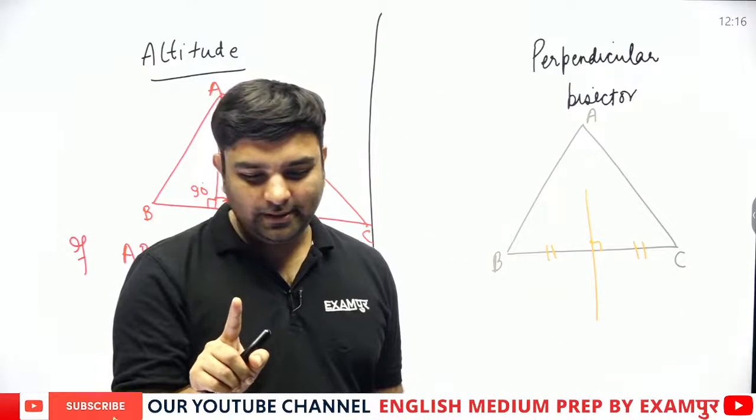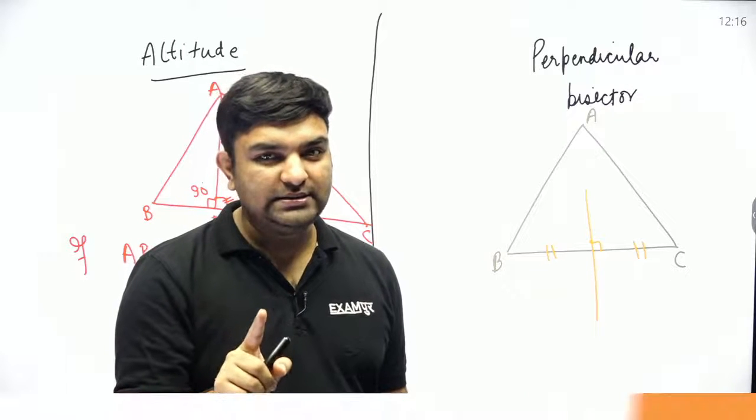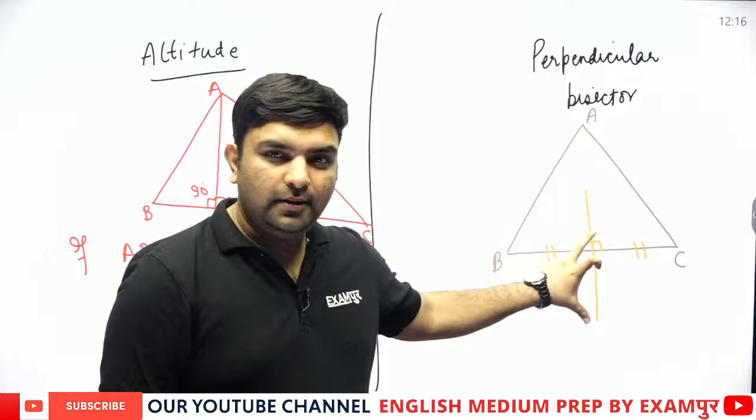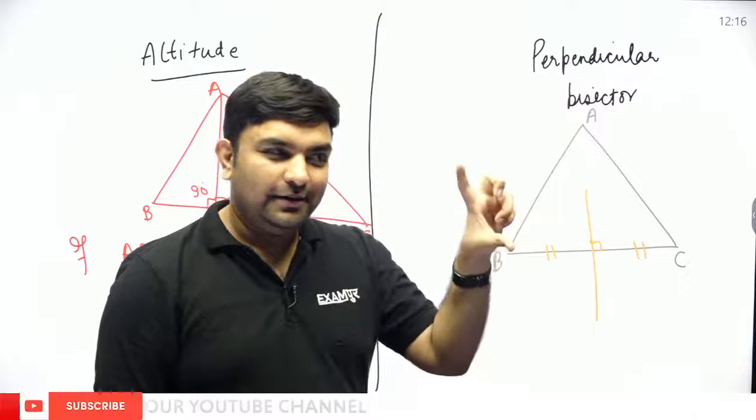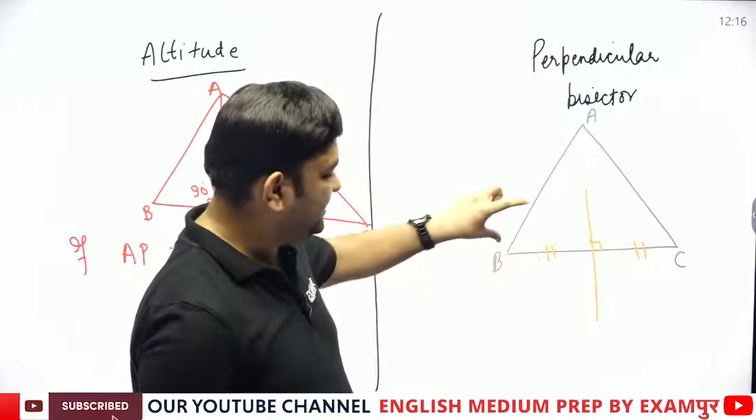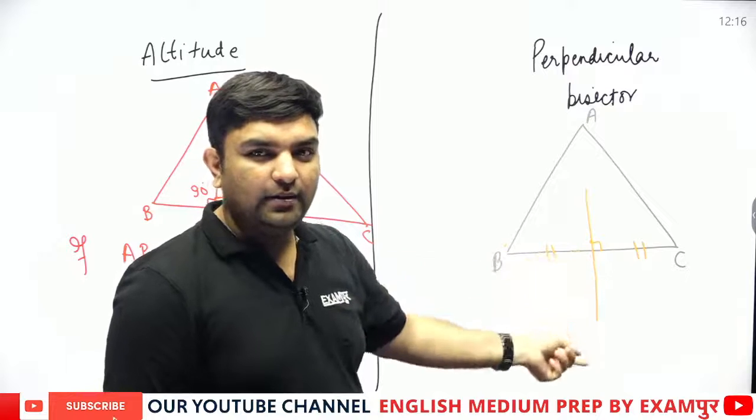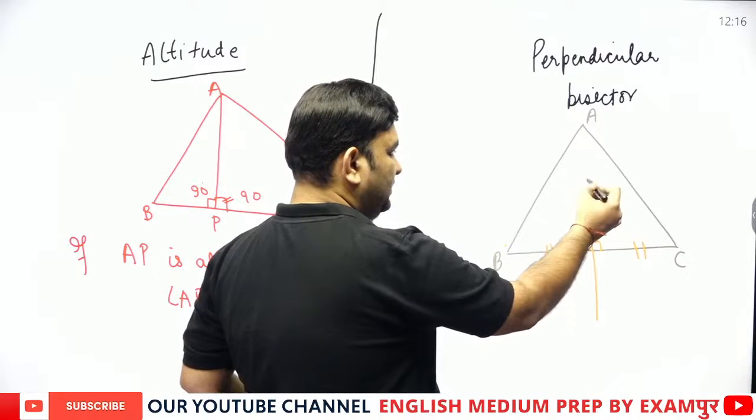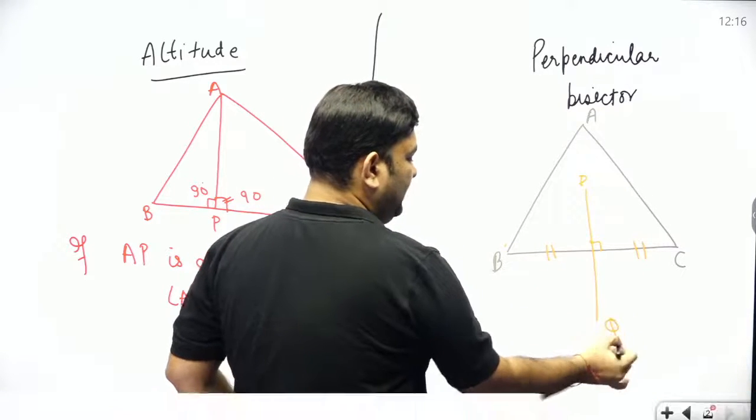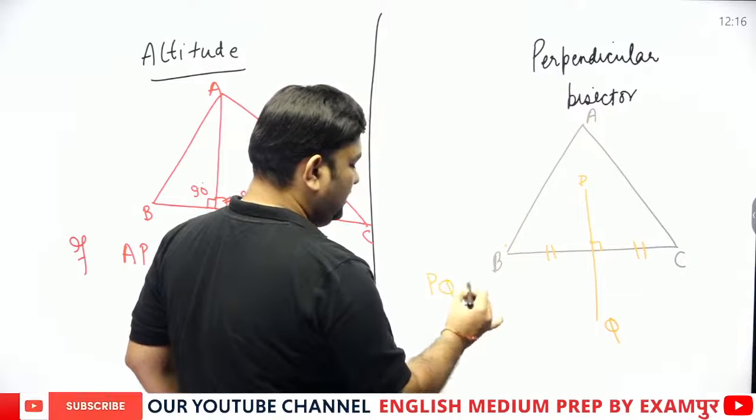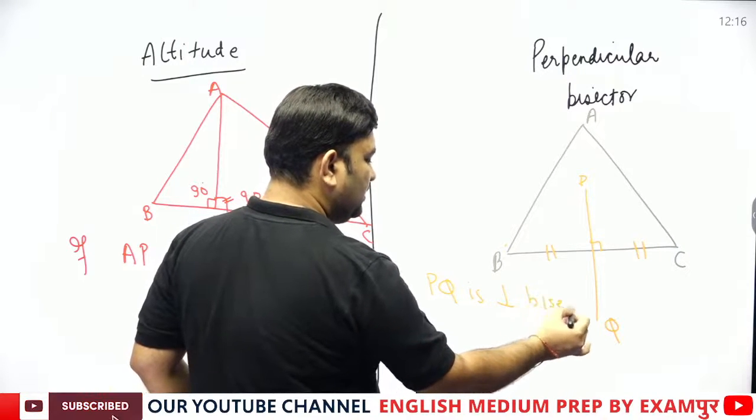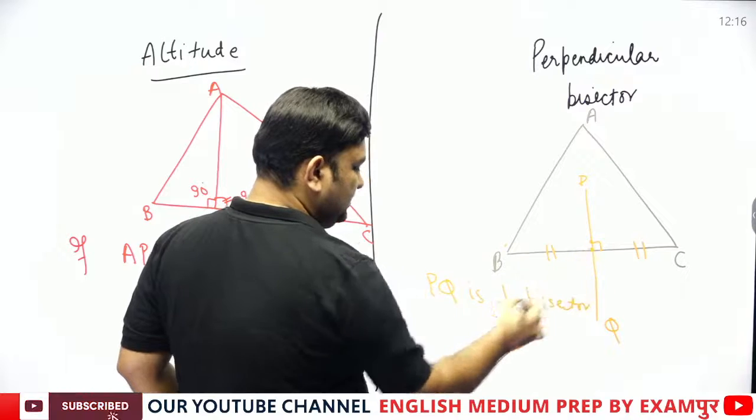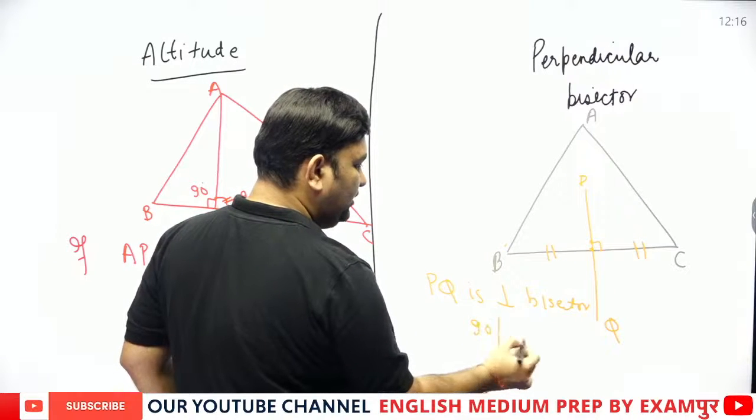Got the logic? You might have done it, guys, in your basic classes. Do you remember? Have you drawn a perpendicular bisector by taking a compass? You must have. Take the half arc and draw a perpendicular line. So this is, let's suppose, PQ. PQ is a perpendicular bisector. It will make 90 degree and two equal parts.